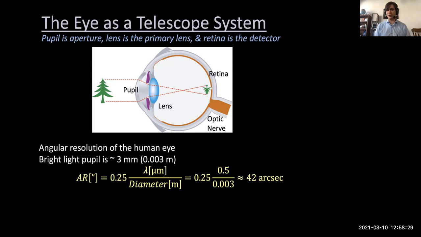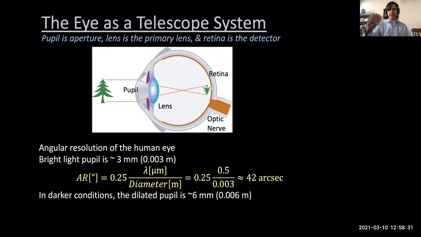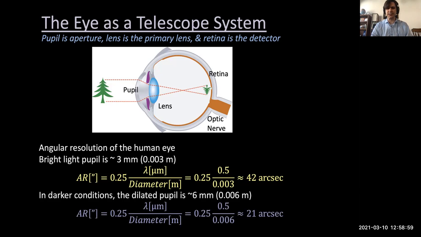That's pretty darn good. But at night, whenever it gets darker outside, your pupil will dilate and it'll get to be about double the size, so about 6 millimeters, which means that your angular resolution actually goes up. The problem is that there's less light, so you can't really see things as well, and you really can't see color. You switch to using your rods instead of your cones. So it's a lot harder to see at night, but technically you have better angular resolution because your eye pupil is bigger. Notice that it's about double the size, so you end up with half the angular resolution, about 21 arc seconds, a little bit less than half an arc minute.